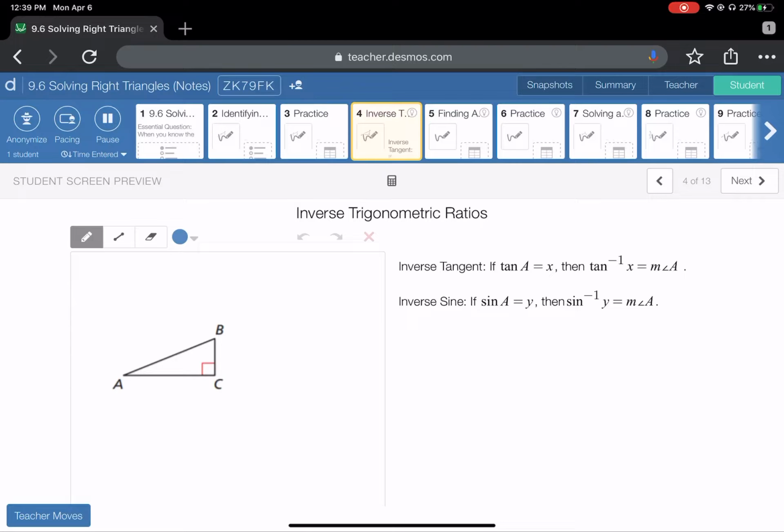Okay, so inverse trigonometric ratios are basically the opposite of the trigonometric ratios. Just like when you have 2x equals 4, you do the inverse, divide by 2 to solve for x. The inverses of trigonometric ratios are indicated using a -1 exponent. So those two would be the inverses of each other.